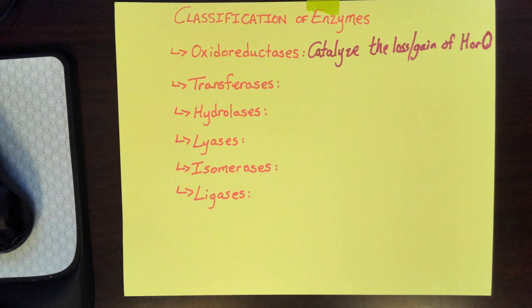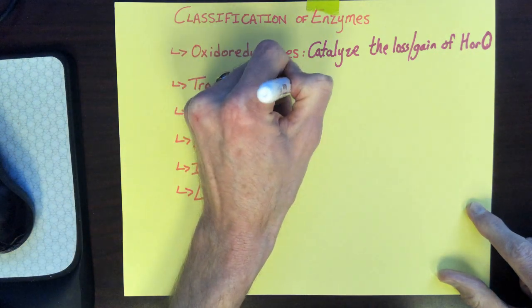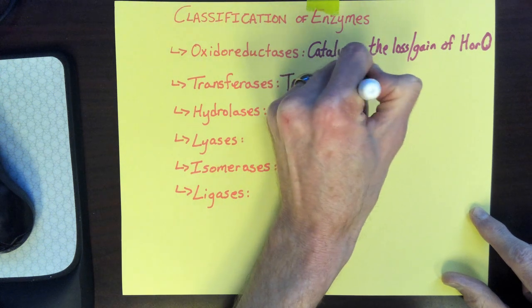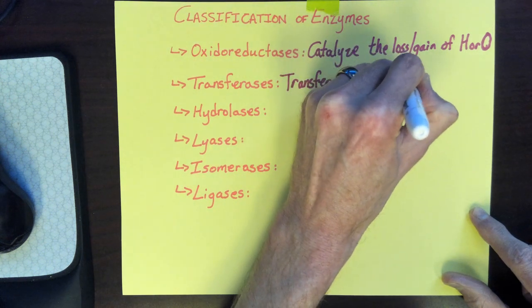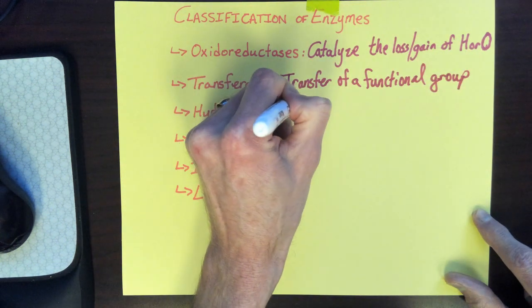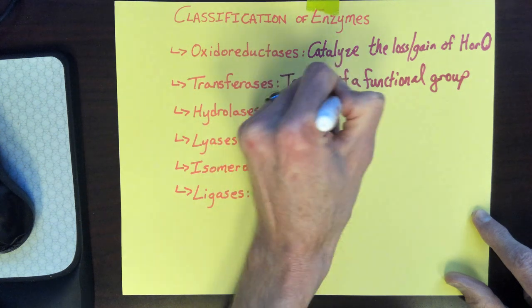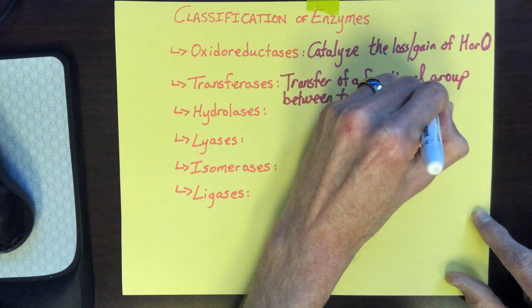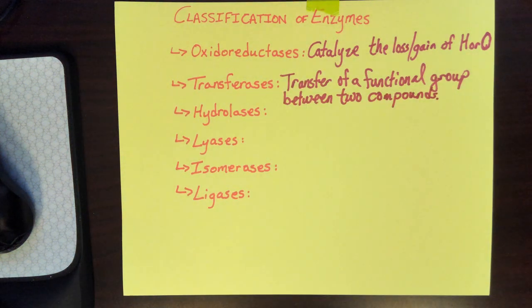Look at the key or the root of that word: transfer. So it's the transfer of a functional group between two compounds. These enzymes catalyze the transfer of a functional group between two compounds.